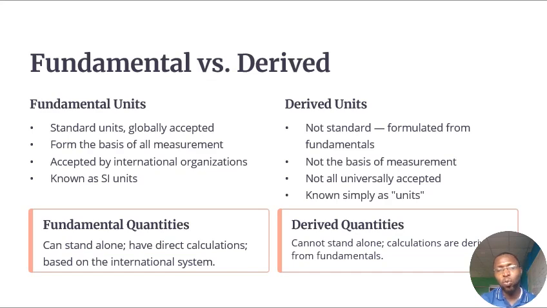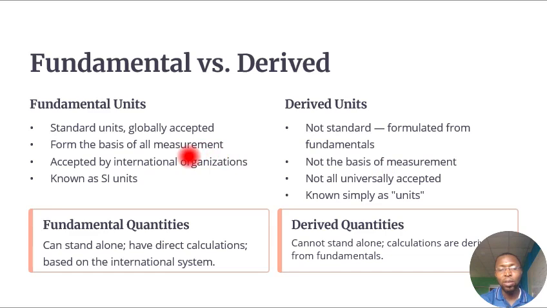Now, what are the differences between fundamental quantities and derived quantities? Let's start with their units. Fundamental units are standard units. The units are standard, they are globally accepted. But that of derived unit, the units are not really standard. They are formulated from the fundamental quantities. Fundamental units form the basis of all measurement, but derived units are not the basis of all measurement. Derived units are obtained from fundamental units, but fundamental units are not obtained from anywhere. They are just the basis.